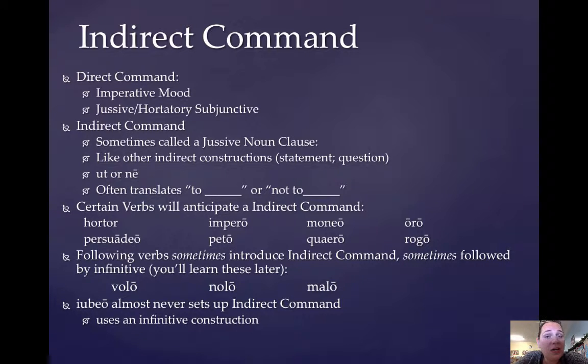It's an idiomatic construction where, for some reason, iubeo will take an infinitive, a complementary infinitive, as opposed to an indirect command. And that's weird, right? Because impero basically means to order. It means to command someone to do something. But that's going to set up an indirect command. You command someone to do something, whereas iubeo is going to take an infinitive, a complementary infinitive. Iubeo, I order someone to do something within the infinitive.